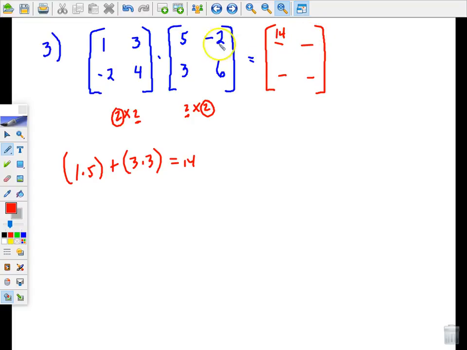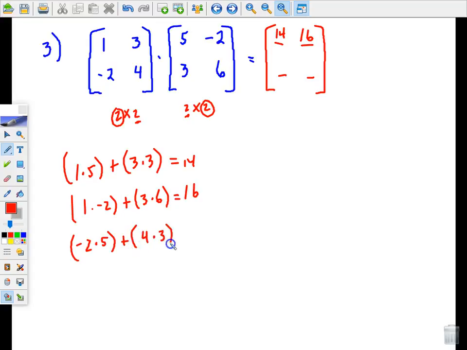Row 1, column 2. So use row 1, column 2. 1 times negative 2 plus 3 times 6. Negative 2 plus 18 is 16. All right, row 2, column 1. Negative 2 times 5 plus 4 times 3. Negative 10 plus 12 is 2.